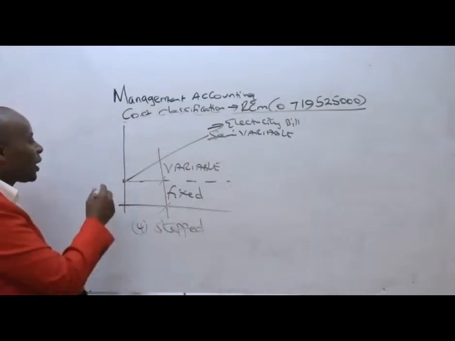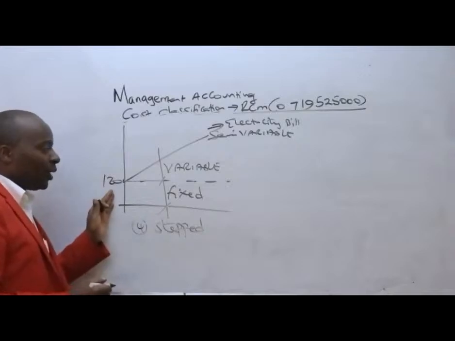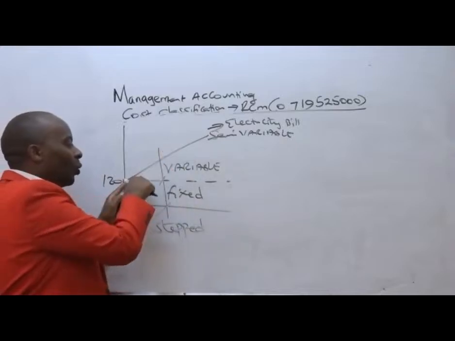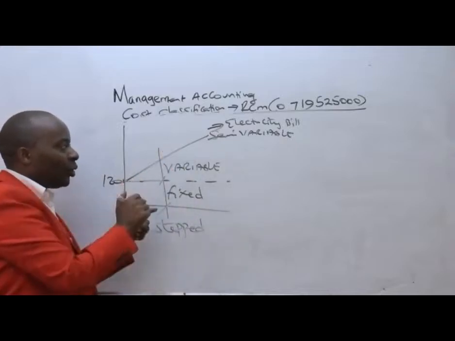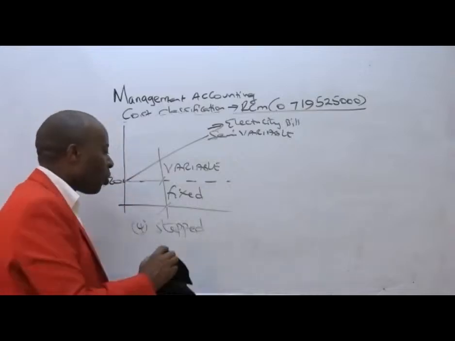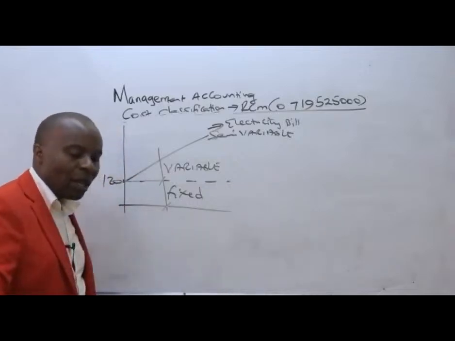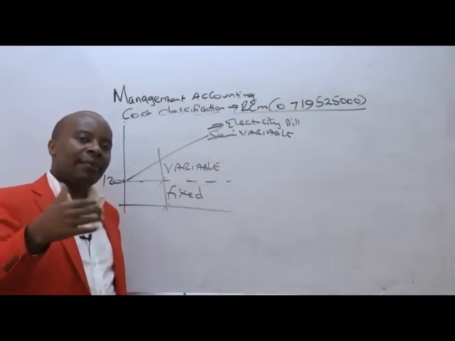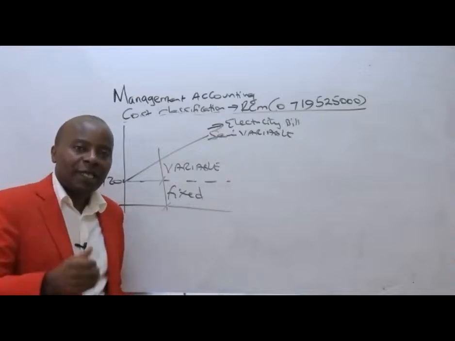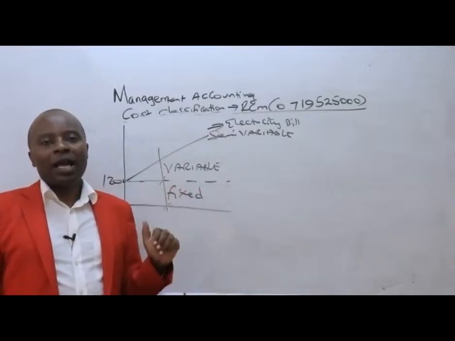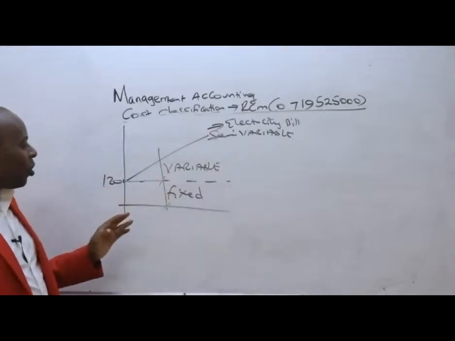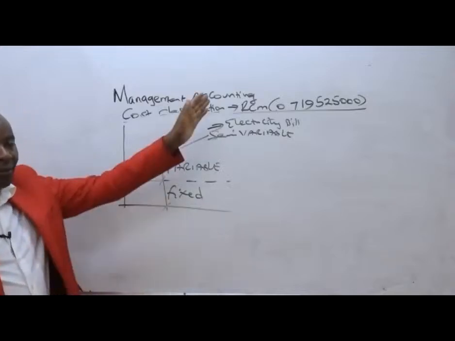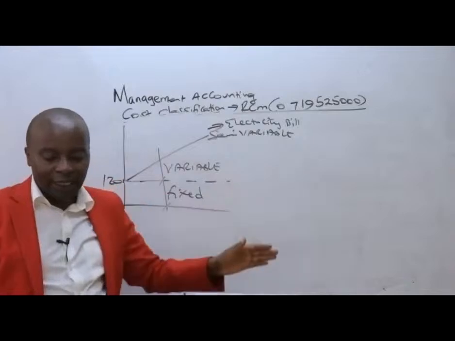That electricity cost can never start from zero, it starts from about 120. Now from there, we shall have this component of our bill which is dependent on the number of units which we are consuming. Most importantly is for us to appreciate the fact that semi means half, partly fixed and partly variable. And of course, under semi-variable cost, our cost will never begin from zero. Our cost will begin from some higher point up there and then move up like that. That's semi-variable.